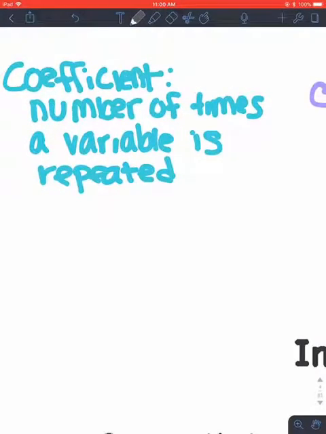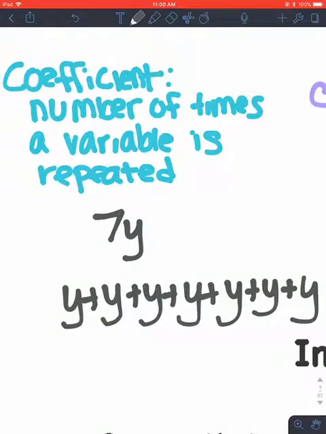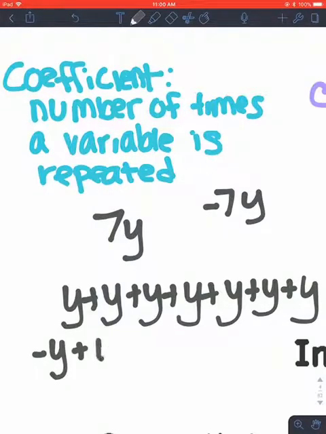Coefficient is the number of times a variable is repeated. So in 7y, that is like saying that y is repeated 7 times. 7y is equivalent to adding up 7 y's. That is what 7y means. Coefficients can also be negative, such as negative 7y, and that would be like adding up a bunch of negative y's, 7 times. You get the idea.